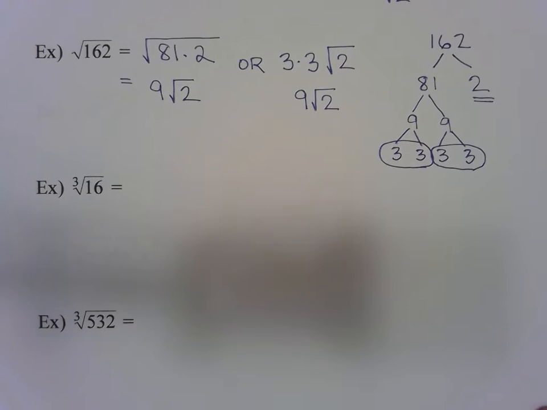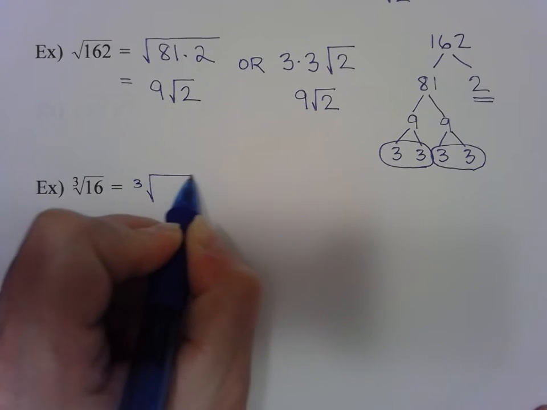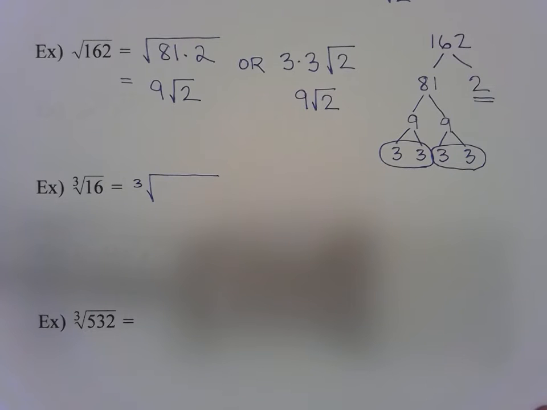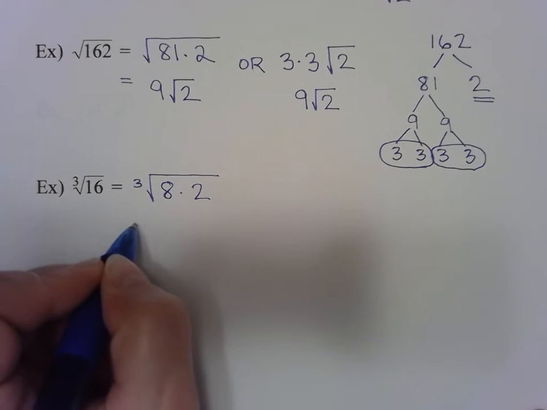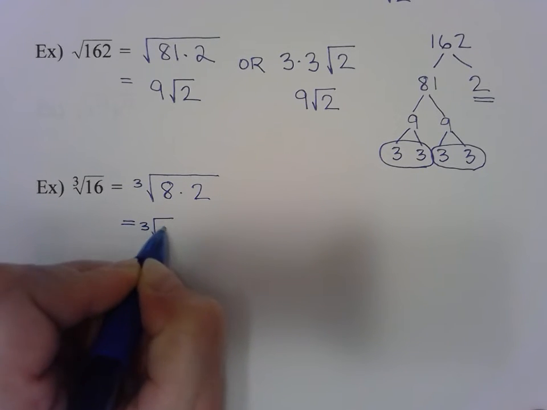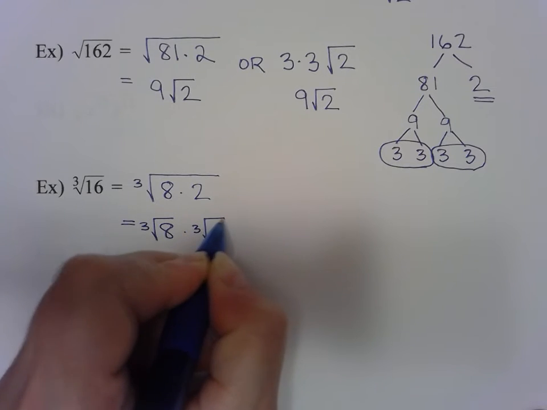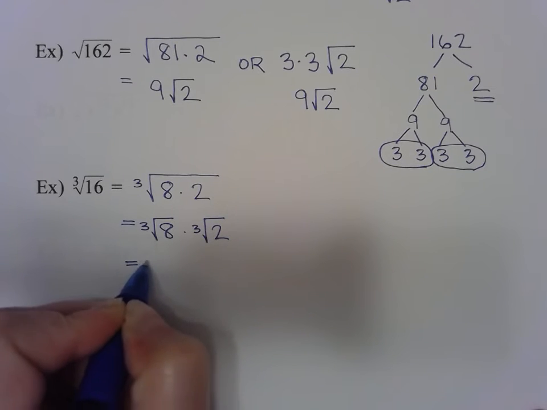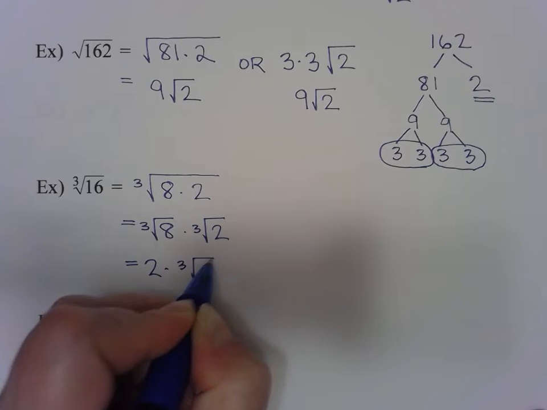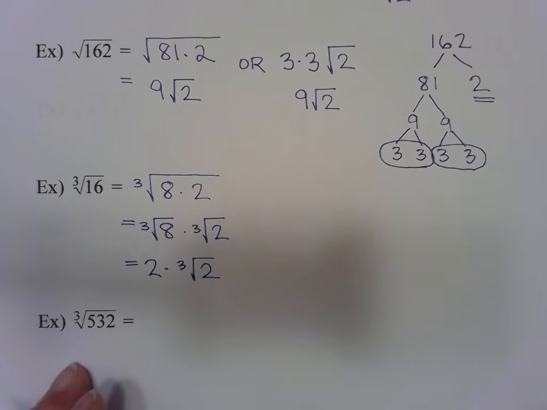Okay, for the cube root, we're going to do the same thing, but now we're going to look for perfect cubes. So can you think of how I can break up 16 into 2 numbers that are multiplied, one of them being a perfect cube? 8 is a perfect cube. So I could do 8 times 2. And then I can use the product rule again to break it up. I know the cube root of 8 is 2. So I get 2 times the cube root of 2.